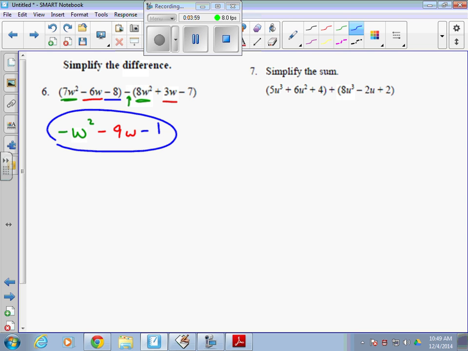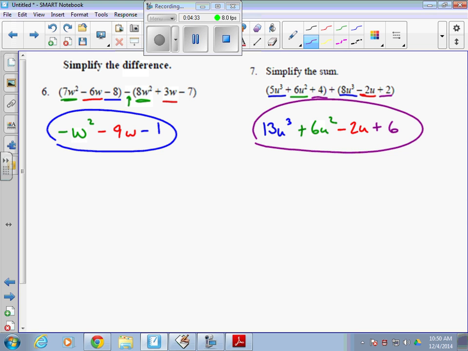5u to the third plus 8u to the third. 5 plus 8 is 13u to the third. 6u squared plus, there is no u squared in the second one. So it's simply a positive 6u squared. Notice there's 1 degree of u to the first power, and it's only in the second one. So minus 2u to the first power. And then the last one is the constant. 4 plus 2 is positive 6. 13u cubed plus 6u squared minus 2u plus 6.